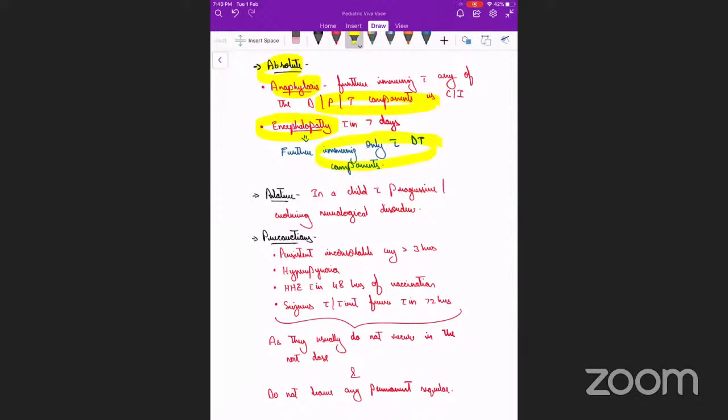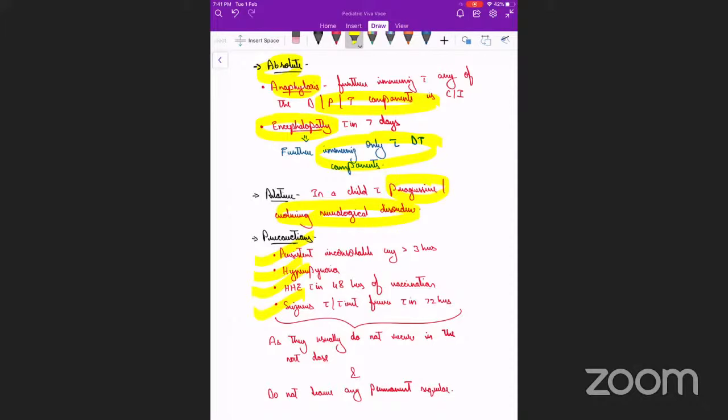Fine. Next, relative contraindications are in a child with progressive or evolving neurological disorder. In them, it's a relative contraindication. And precaution should be taken wherein the previous dose has resulted in persistent inconsolable cry for more than 3 hours, or there was hyperpyrexia, or there was an episode of HHE within 48 hours of vaccination, or seizures with or without fever within 72 hours of vaccination with the previous doses.